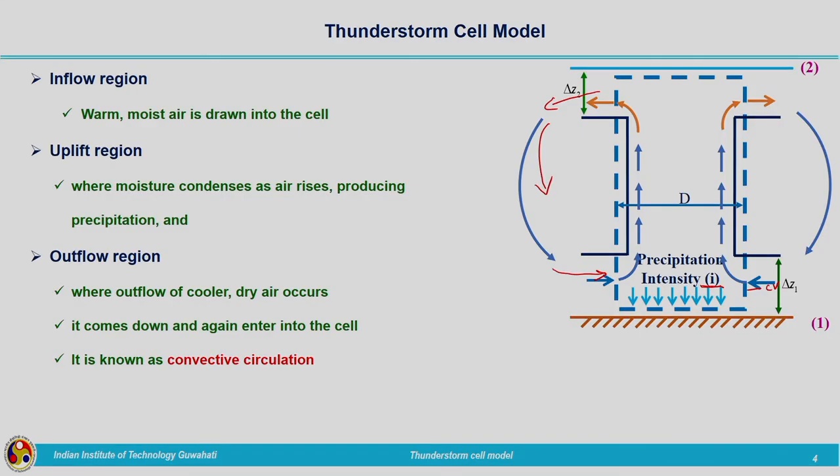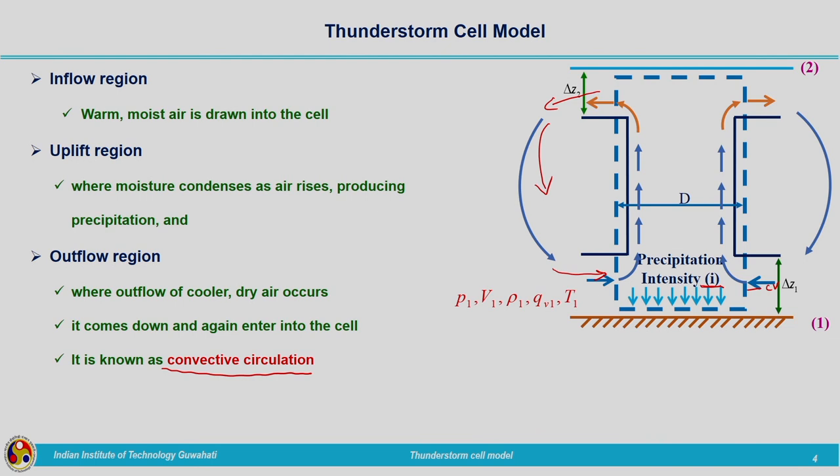Once the precipitation has occurred, the remaining air will be dry. Cool dry air will be coming out of the uplift region. So, that will be descending down. During the descent, it will be mixing up with water vapor again, and that will enter into the convective cell through the inflow region. So, this process is termed as convective circulation, because once it is entering, going out, again mixing up with water vapor, entering into the cell, this is continuously taking place, and the process is taking place due to the mechanism of convection. That is why this is known as convective circulation.